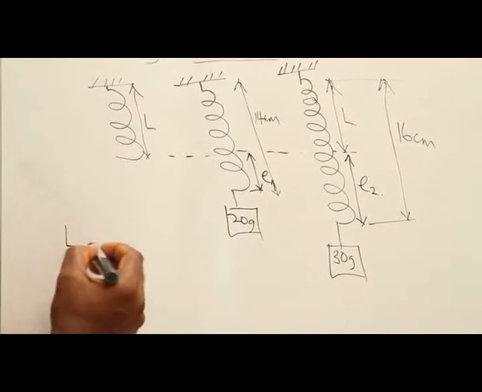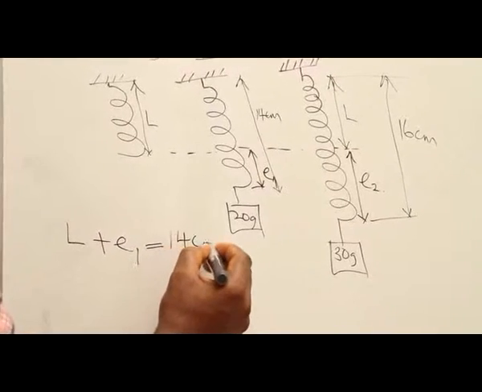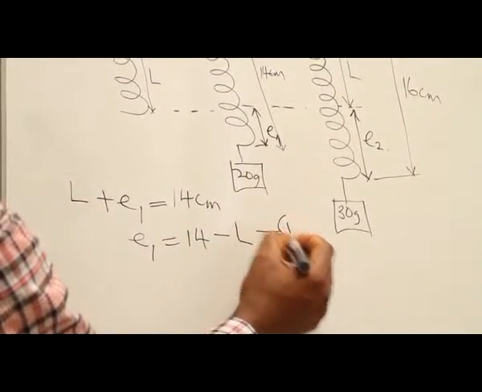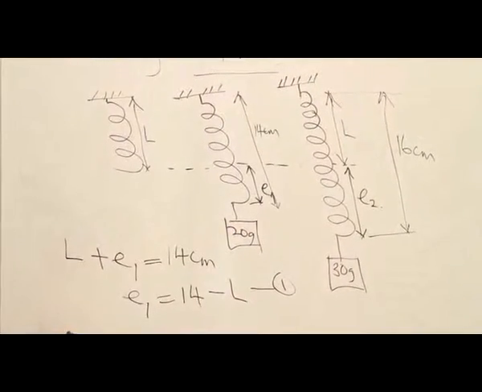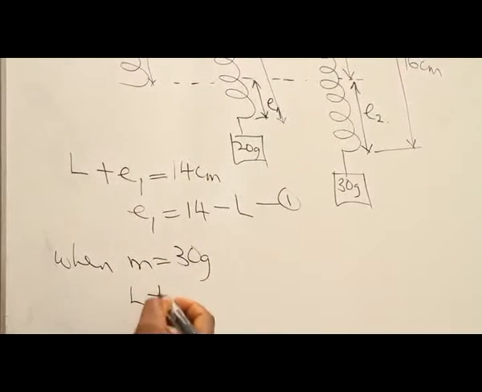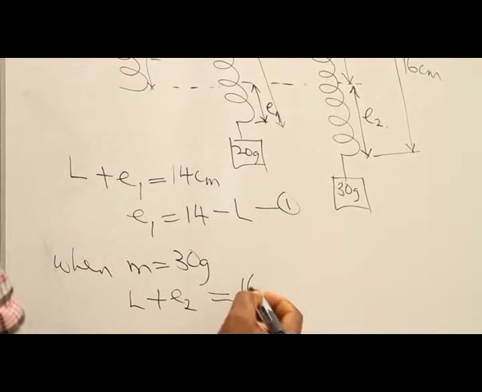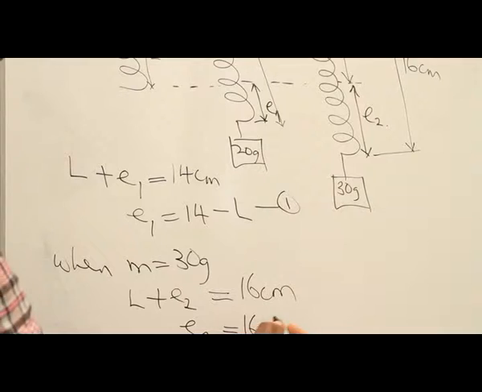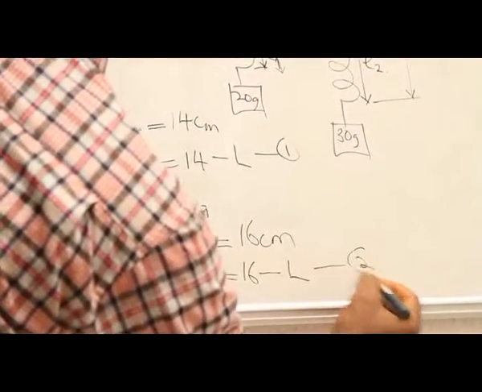We know that the initial length plus extension 1 for the first case is 14 cm. Therefore, extension 1 is 14 minus L. That is when the load is 20 grams. When the load is 30 grams, we now have the original length plus extension 2 will give us 16 cm. This implies that extension 2 is 16 minus the initial length. This will serve as our equation 2.